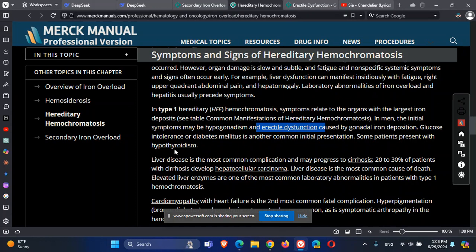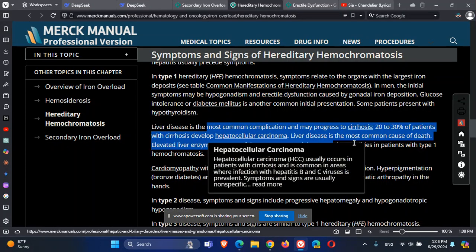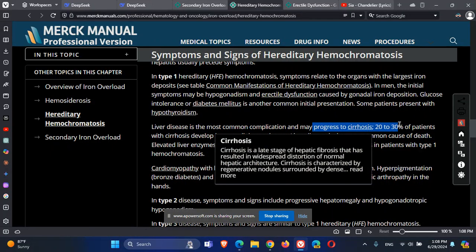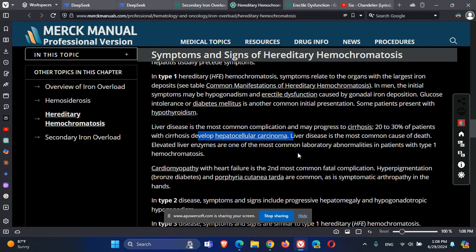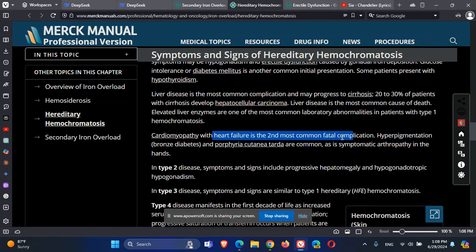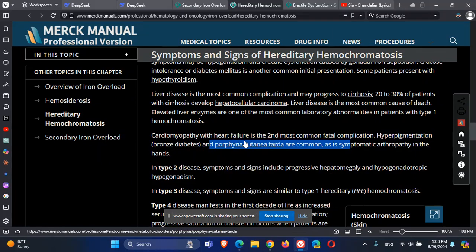Glucose tolerance, we talked about it. Hypothyroidism, okay. Liver damage, which is one of the most common complications. Cirrhosis can develop, hepatocellular carcinoma can develop, cardiomyopathy, the second most common, and porphyria, which is a disease of heme development.